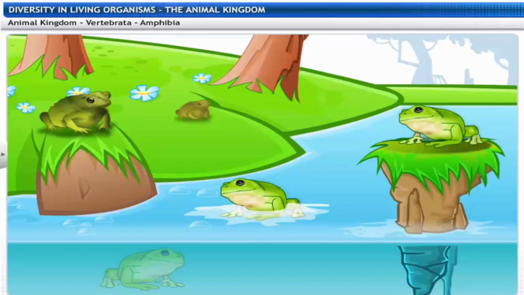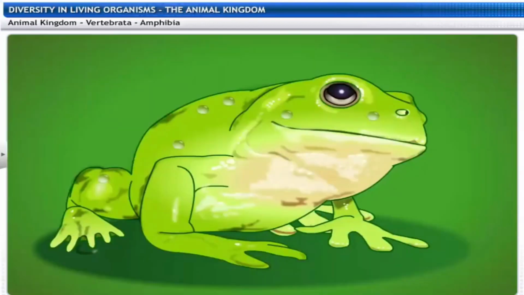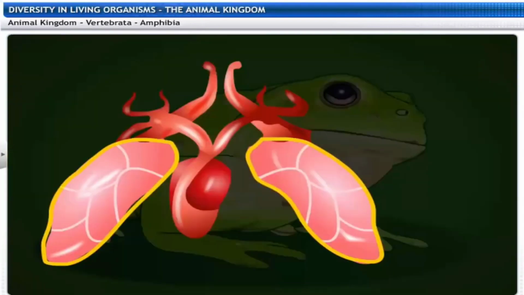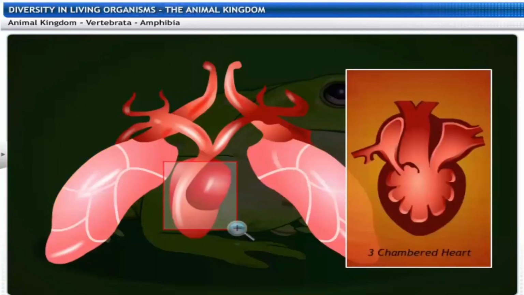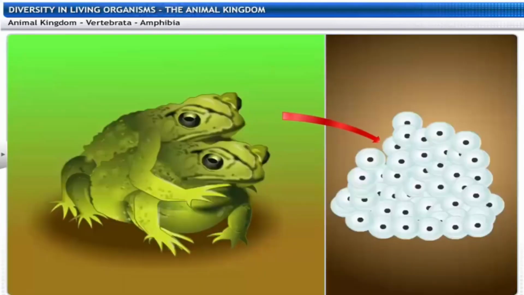All amphibians have mucus glands on their skin, and they do not have scales. Amphibians breathe through gills or lungs, and their hearts are 3-chambered. Amphibians reproduce by laying eggs.